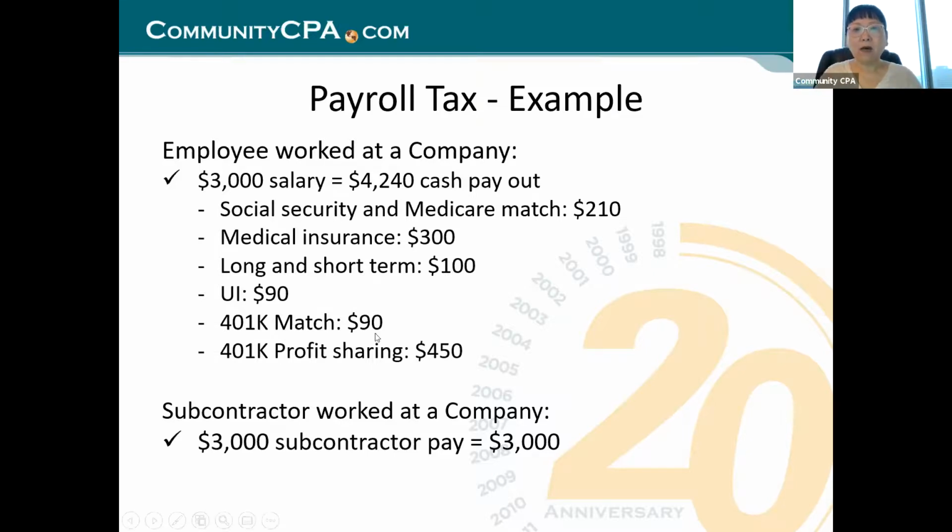Okay, so keep in mind, when you have someone hired as an employee, your real cash outlay is $4,240, even though you told the employee that I'm paying you $3,000 a month. But with a subcontractor, you tell them you pay them $3,000 a job, they get $3,000. But they cannot be getting $3,000 a month, folks. That would be wrong.